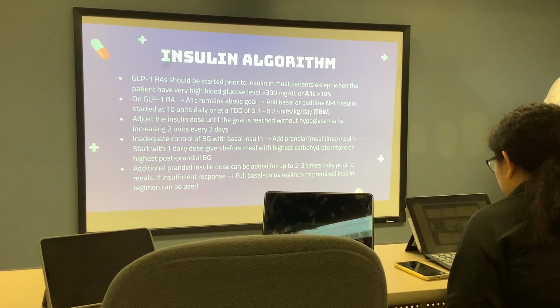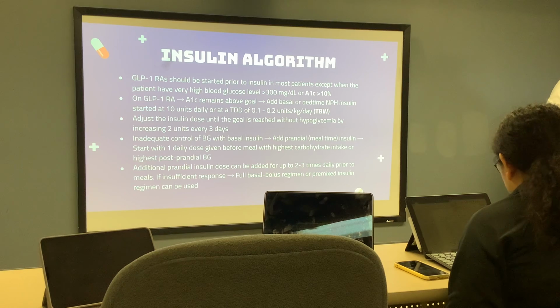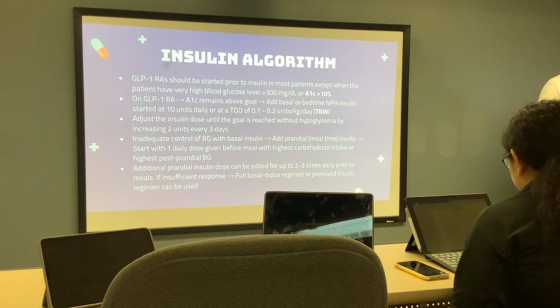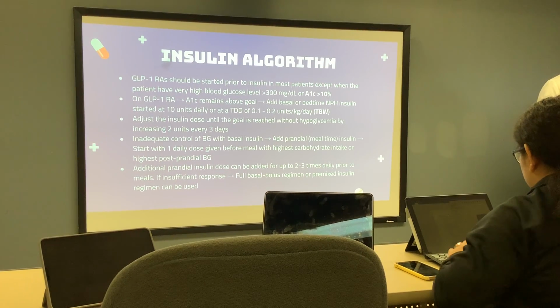And if the patient is already on GLP-1 receptor agonist and the A1C is not at goal, then we can add the basal insulin or the bedtime NPH insulin, which can be started at a dose of 0.1 to 0.2 units per kilogram per day. And remember, this calculation has to be based on total body weight and not ideal or adjusted body weight. Or you can give the patient a standard 10 units a day.